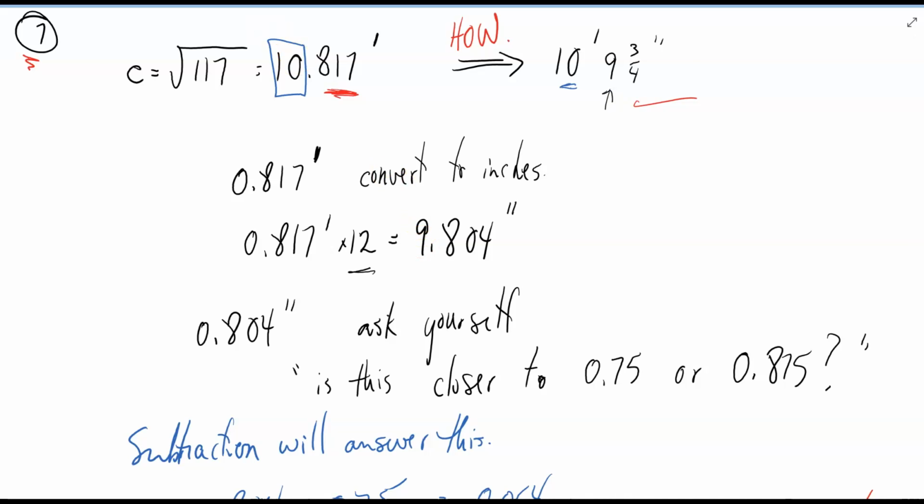That's this one right here. Now we have to find out if 0.804, which eighth of an inch it's closest to. And if you think of the values for the eighths of an inch, you can see which one it's closer to.